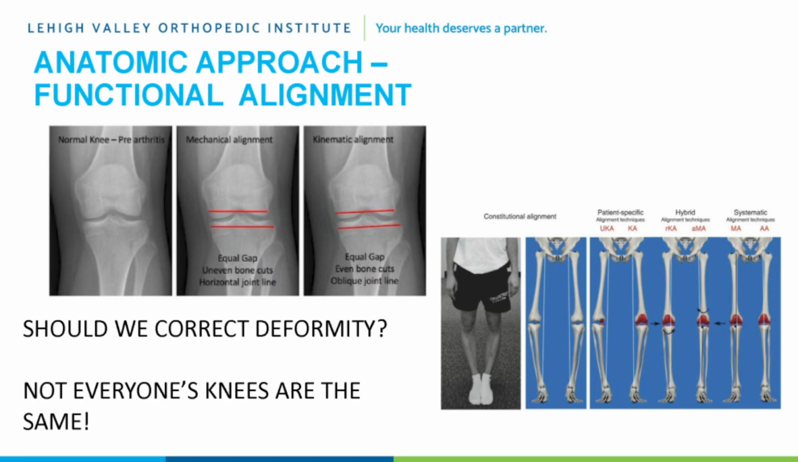So we realized that trying to correct everyone's deformity to regression to the mean, to make everybody the same, doesn't really work in everybody. And now we're becoming more skilled with the advent of technology, specifically robotics, which I'll get to in a little bit. Robotics allows us to plan for the surgery before we make any cuts and make sure we're putting the knee specific to your anatomy.